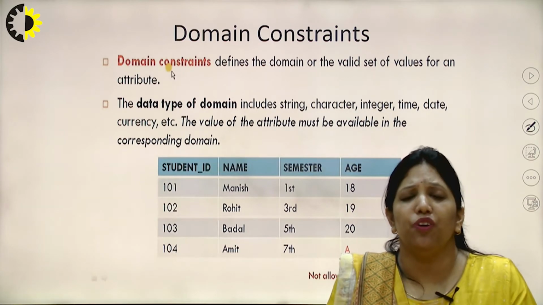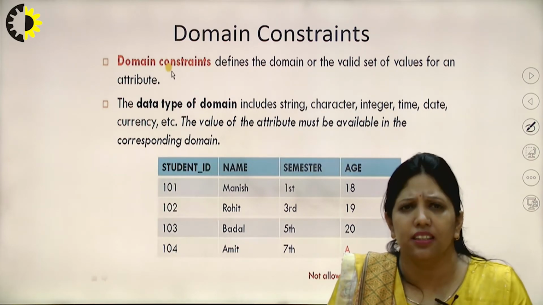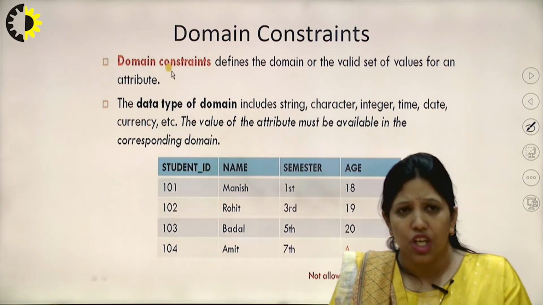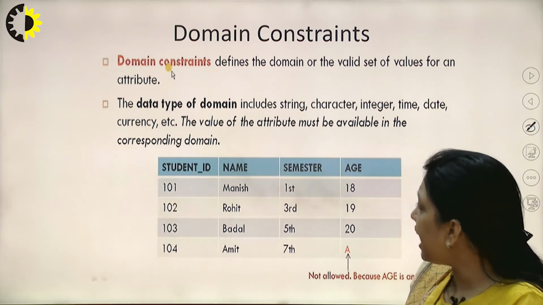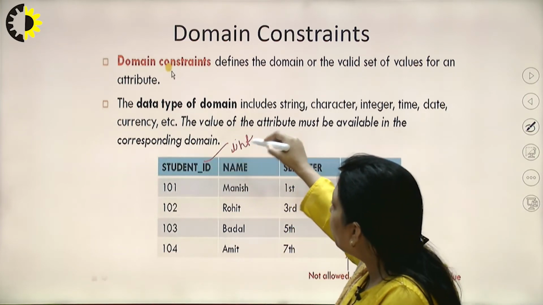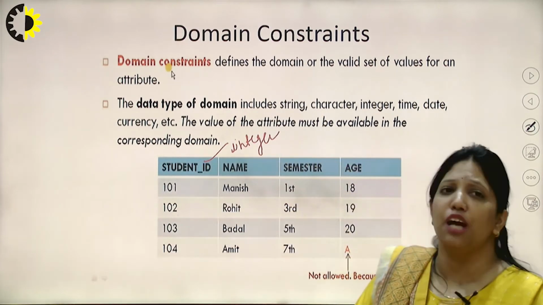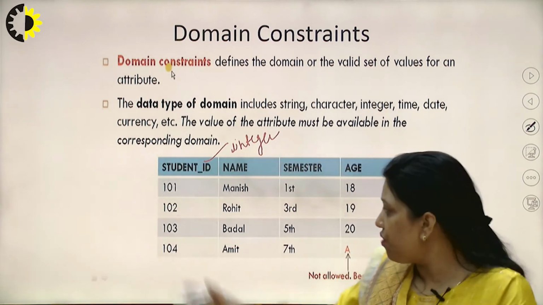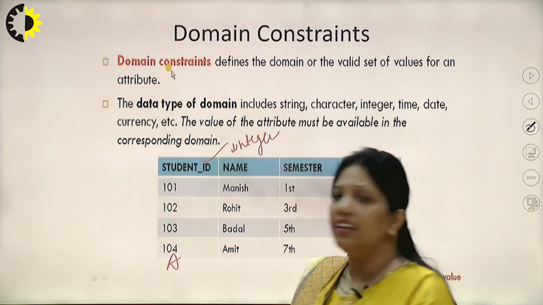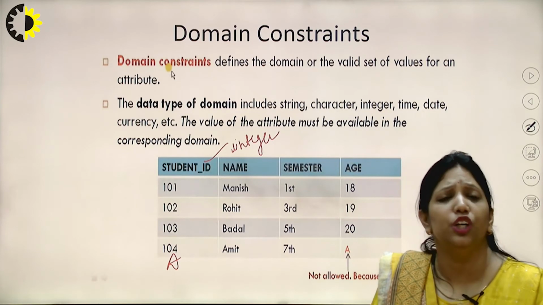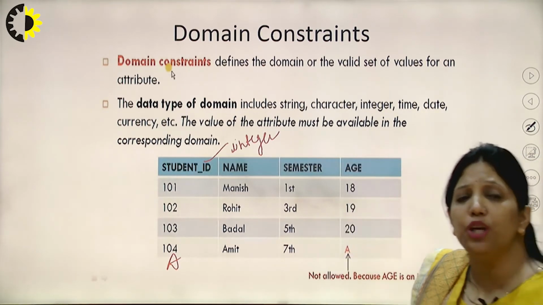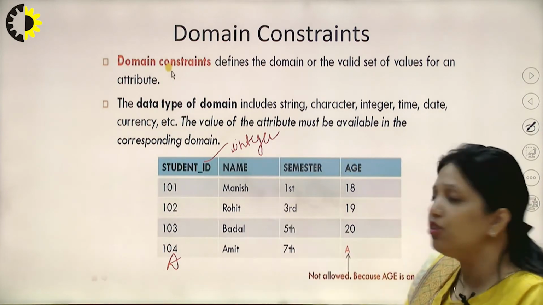The data types for a domain include string, character, integer, time, date, currency, etc. For student number, if we have decided the domain is integer type, we can only insert data of the integer type into the student ID. If I add a new row here as A, then this will not be inserted because the domain of the student ID is integer. We are not able to add a character into the student ID.